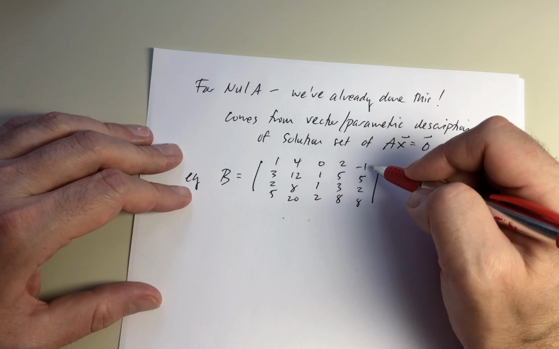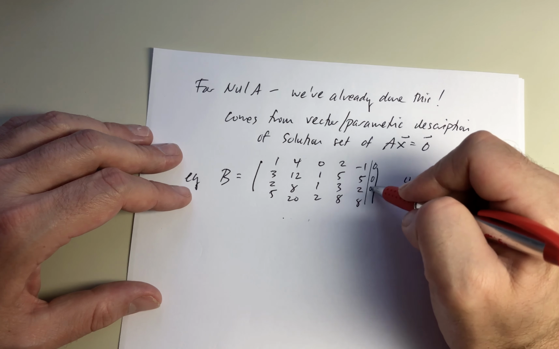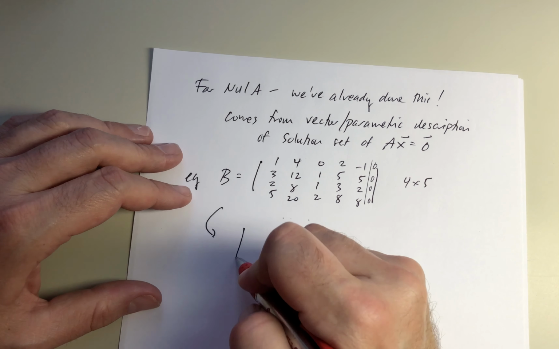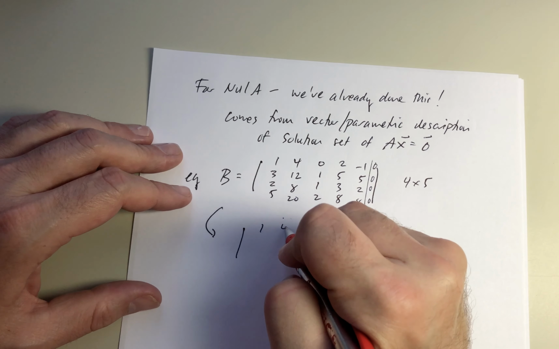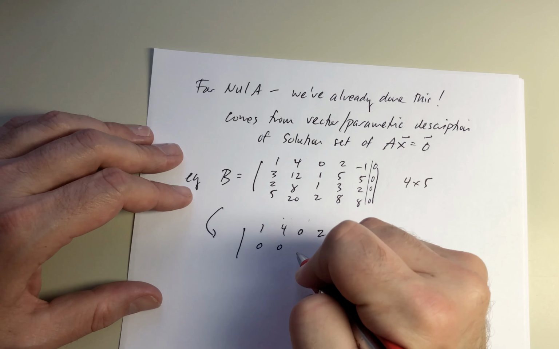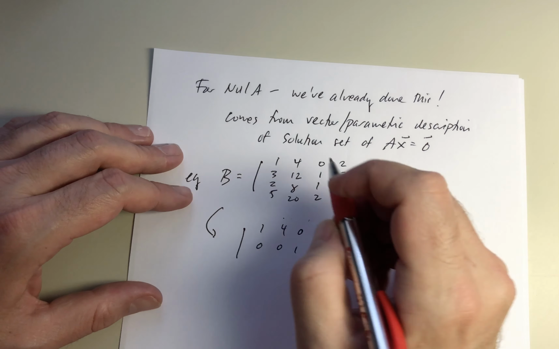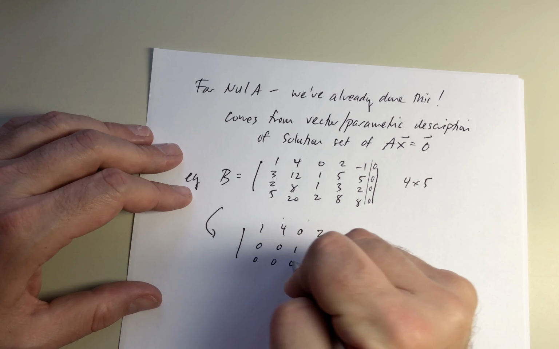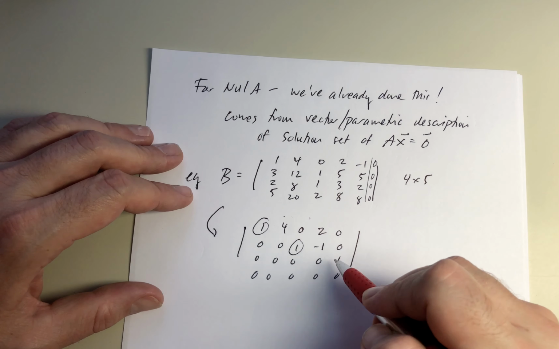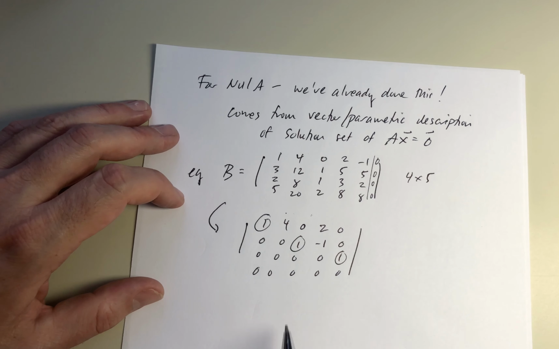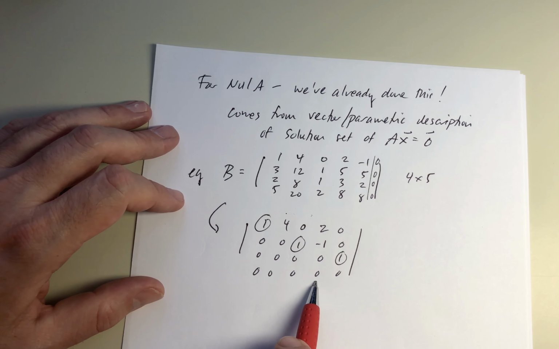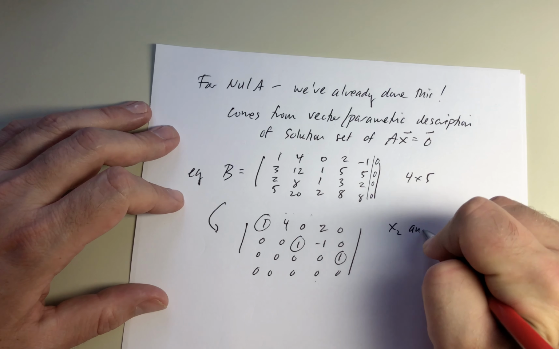So what I'll do is, sort of secretly, I have a 0, 0, 0 here, and I'll row reduce this guy, and I'll press my magic button, and I'll tell you that this looks like 1, 4, 0, 2, 0, 0, 0, 1, minus 1, 0, 0, 0, 0, 0, 1, 0, 0, 0, 0, 0. So my pivots are here. And so remember now, my free variables are the non-pivot columns, so that's x2 and x4. So x2 and x4 are free.